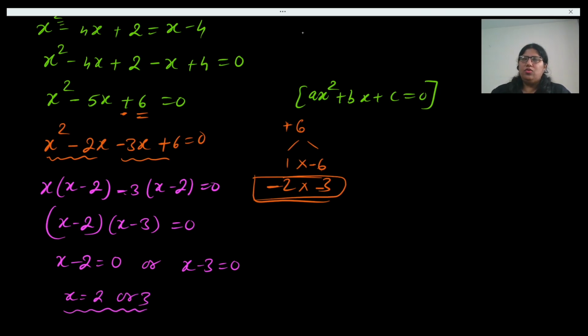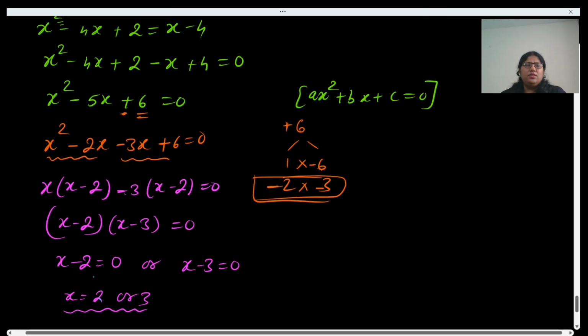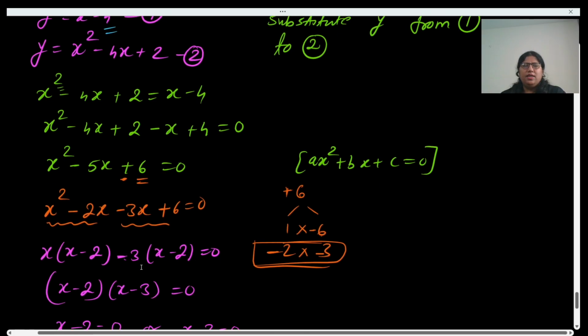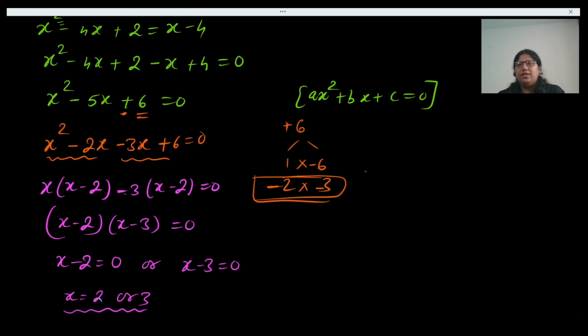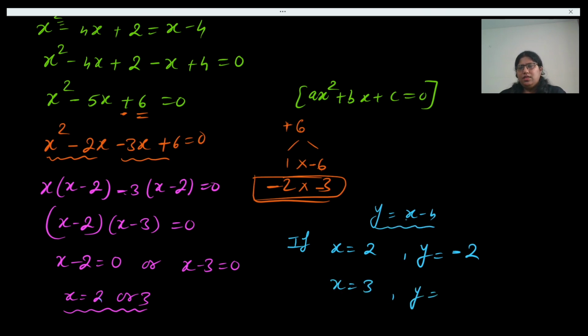These are the two possible solutions, which means wherever the parabola and the straight line cross, the respective x coordinate is going to be 2 or 3. Now you need to get the y coordinate also, because you will substitute in the first equation y equals x minus 4, so that will be easy. If x is 2, y will become minus 2. If x is 3, you substitute in this equation, 3 minus 4 is going to be minus 1.